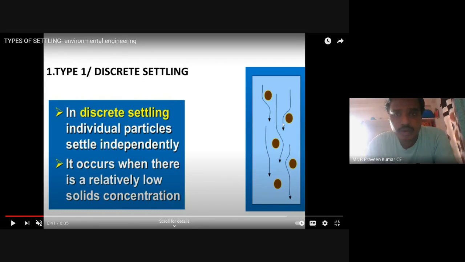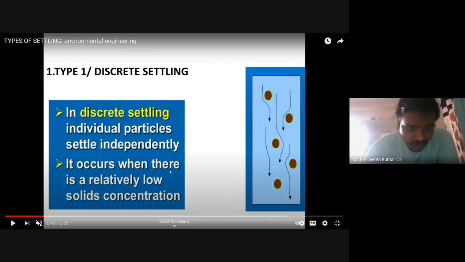So this type of settling is named discrete settling, or we can call it independently or individually settling particles. Okay, that is about discrete settling. Here you can observe in the picture itself, the particles are moving downward, but they are not concentrated with other particles. There is no group formation or zone formation. Each particle travels individually and settles at the bottom of the sedimentation tank. That is named discrete settling or individual particle settling.